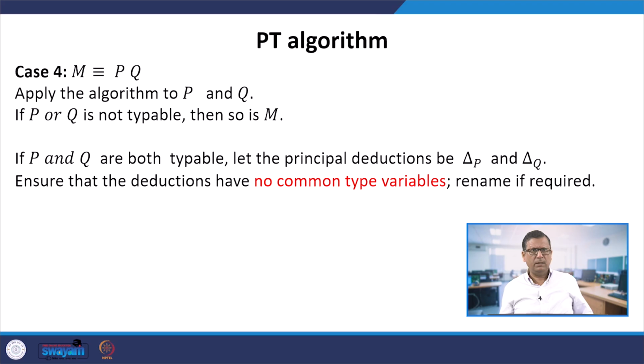Now we consider the application part. Now the form of M is P Q. So we apply the algorithm to P and Q. If any one of them is not typeable, then M will also not be typeable. That means both P and Q should be typeable. If that be the case, let the principal deductions be delta P and delta Q. Now we ensure that in the deductions, they have no common type variables. And if indeed there is a common type variable, we will rename it if required.